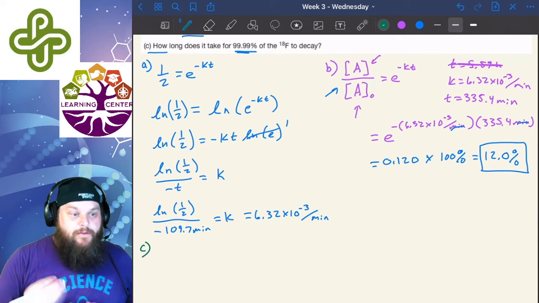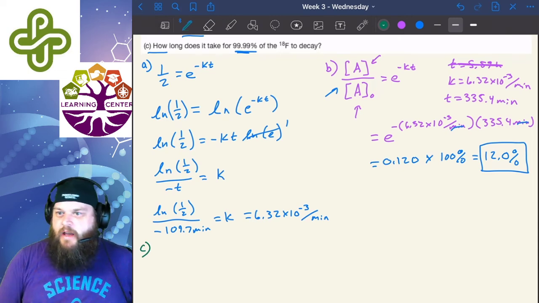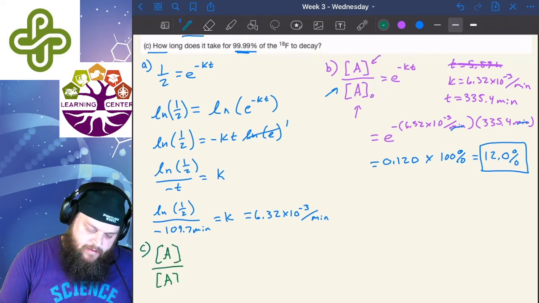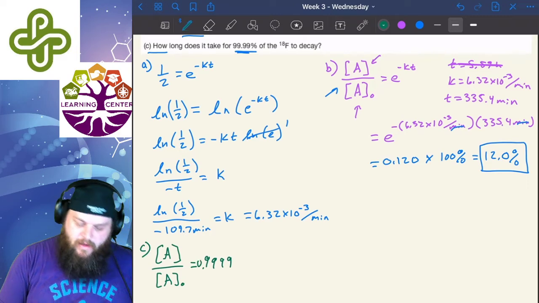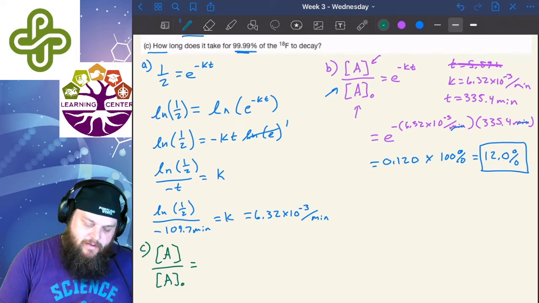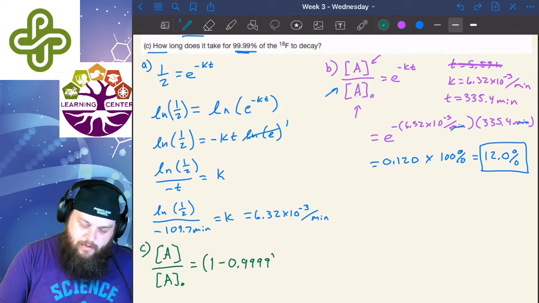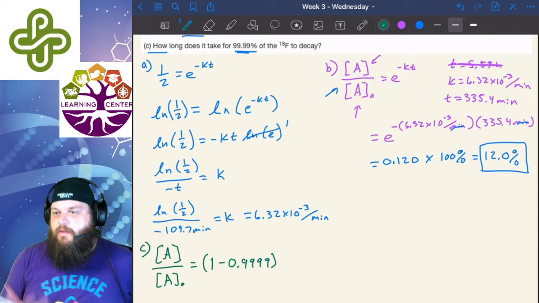99.99% of it decayed. The first time I did this problem, I did it wrong. I used the concentration of A over the initial concentration of A to be equal to 99.99%. And that's wrong, because that's how much is left. We need that to be gone. So really, we want this to be 1 minus 0.9999. I got a ridiculous number that didn't make any sense, so I had to look back and redo it.